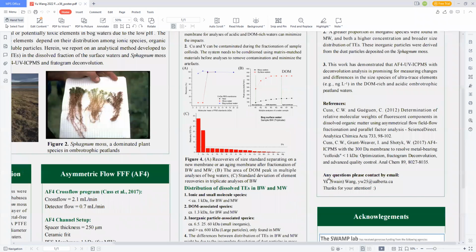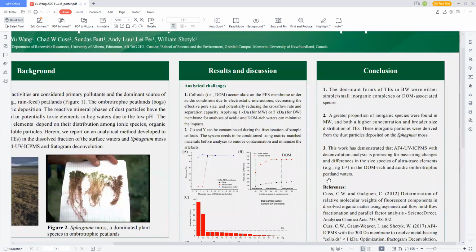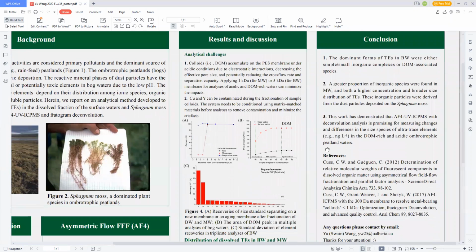Let's draw a conclusion. First, the dominant forms of trace elements in bulk surface water were either simple small inorganic complexes or dissolved organic matter associated species. Second, a great proportion of inorganic species were found in moss water, with both a higher concentration and broader size distribution of trace elements. These inorganic particles were just from the dust particles deposited on the Sphagnum moss.